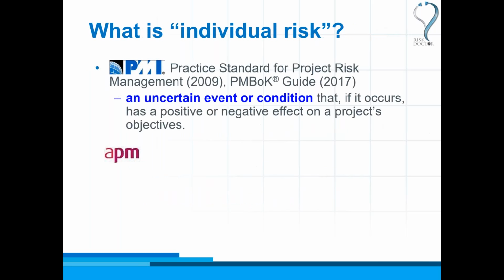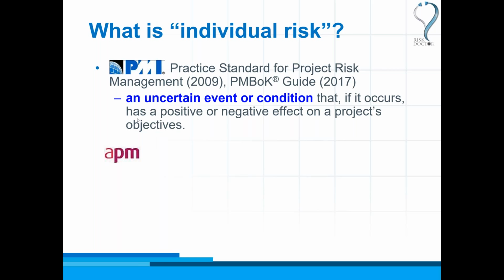So in the PMI practice standard for project risk management, and also in the latest edition of the PMBOK guide, the 6th edition, which came out in September 2017, there's a definition of individual risk. An individual risk is an uncertain event or condition that, if it occurs, has a positive or negative effect on a project's objectives. I'm sure you're familiar with that.